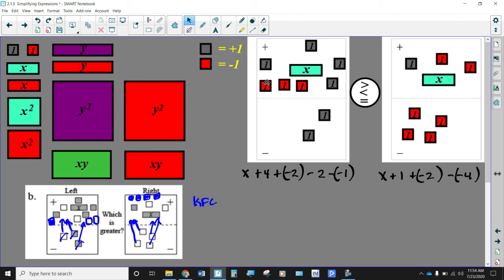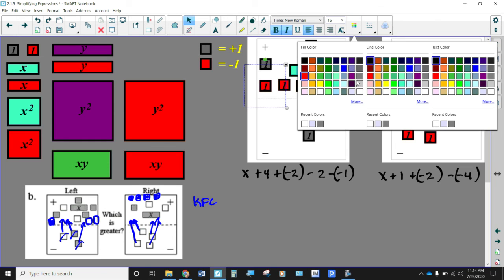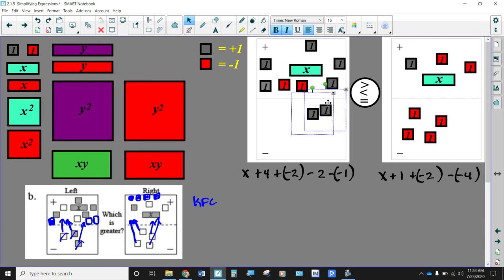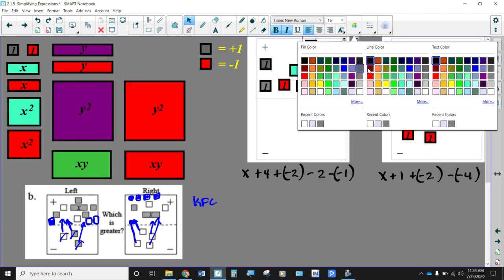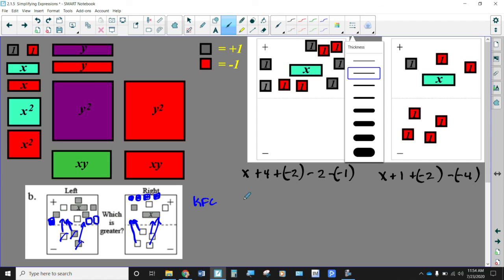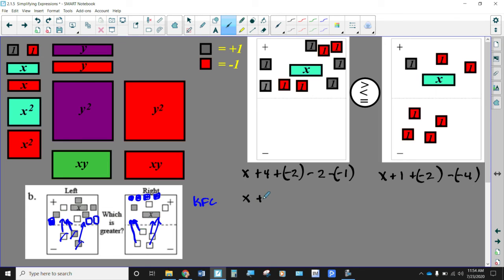Okay, so let me show how that would work here. I'm going to move this guy across the street, change it to its opposite. I'm going to move these guys across the street and change them to their opposites. And that's like me doing this. The x stayed where it lived. The 4 stayed where it lived. The -2 stayed up there, but now I'm going to change that to adding a -2.